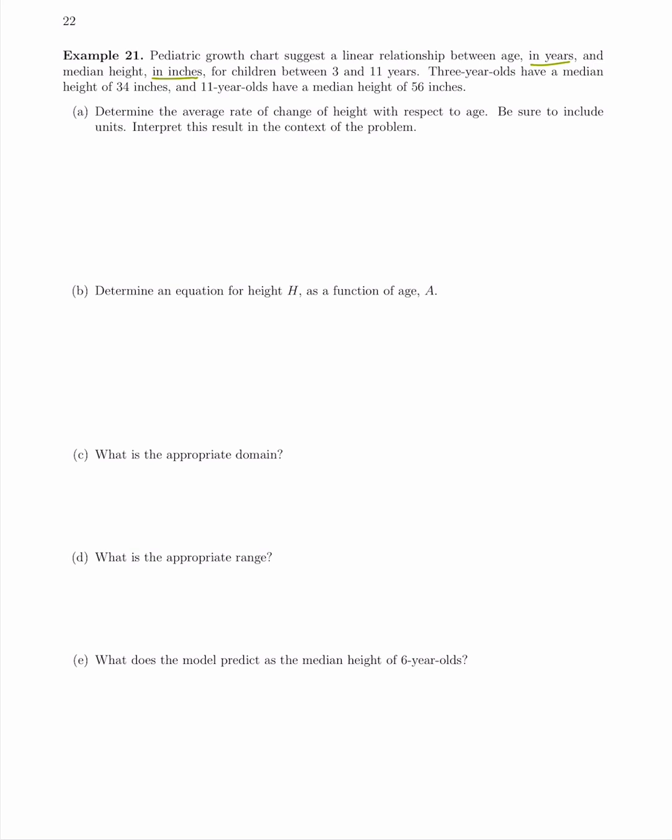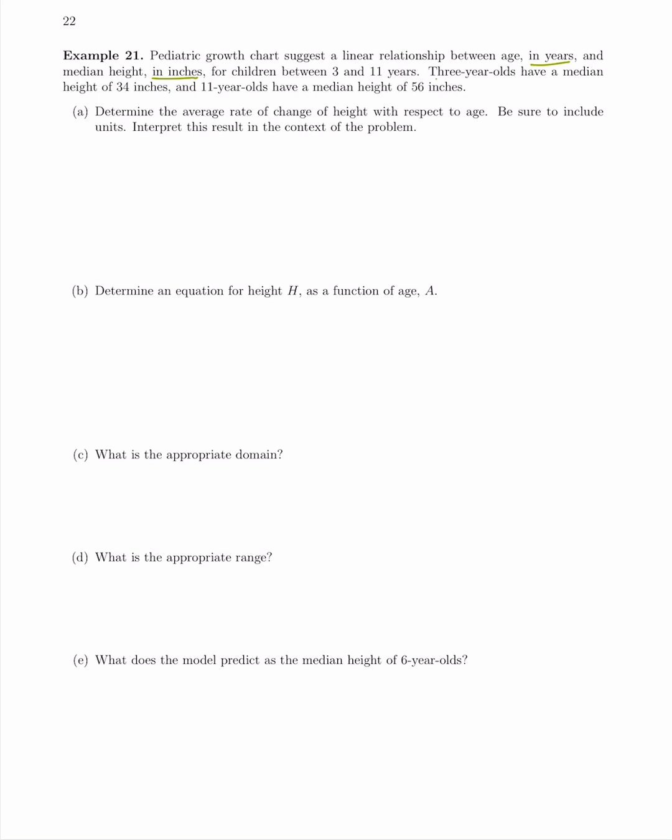This is for children between 3 and 11 because outside of that domain, we might not see any growth. Like if you look at the growth chart for somebody between 33 and 41, there's probably not much change in height. Between 3 and 11, though, there's a lot of change.